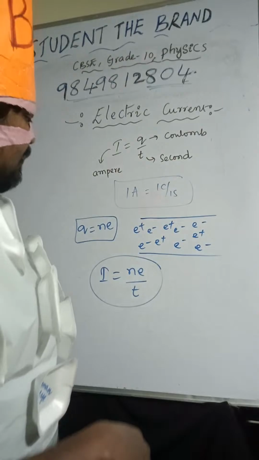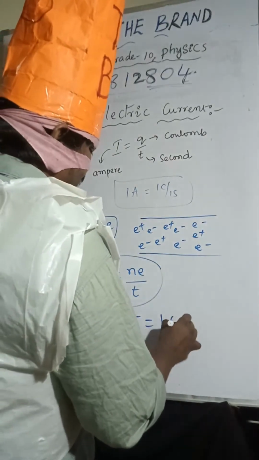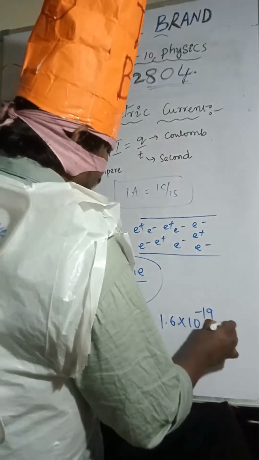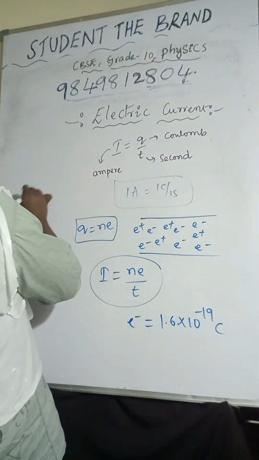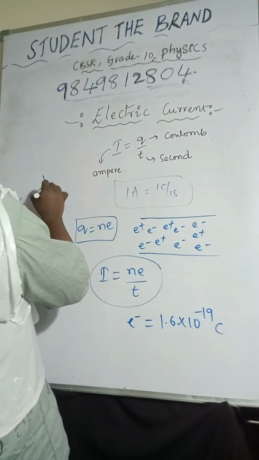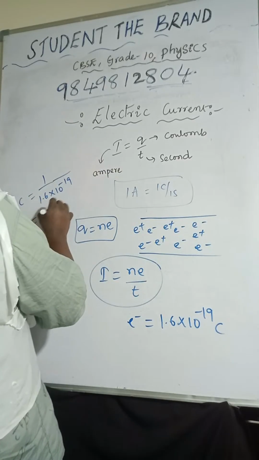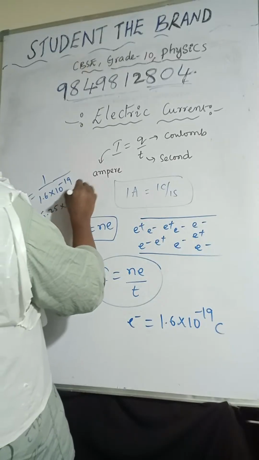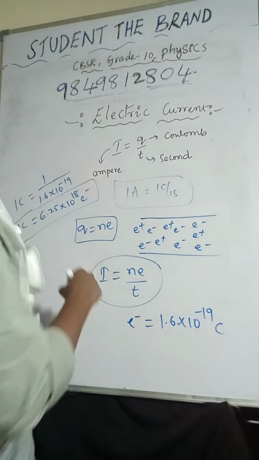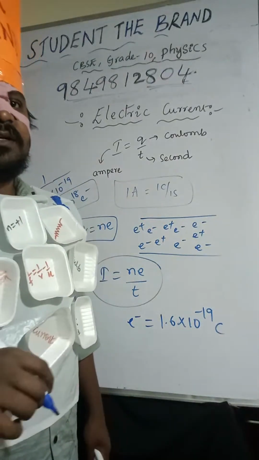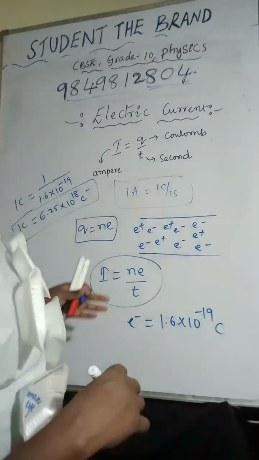One electron has 1.6 into 10 power minus 19 coulomb. In 1 coulomb, how many charges are present? 1 by 1.6 into 10 power minus 19, that is nothing but 6.25 into 10 power 18 electrons in 1 coulomb. So just check once.